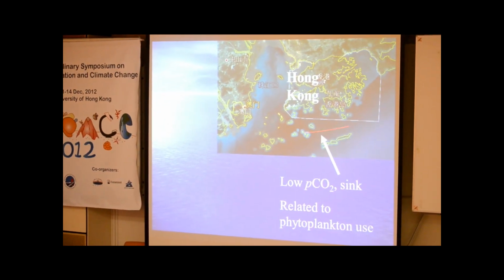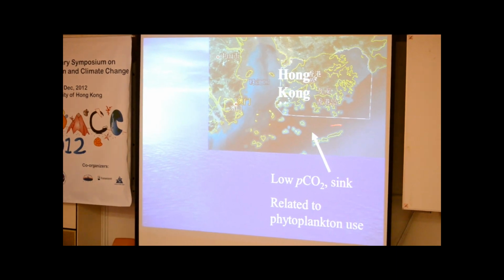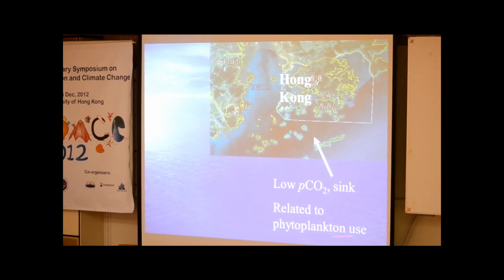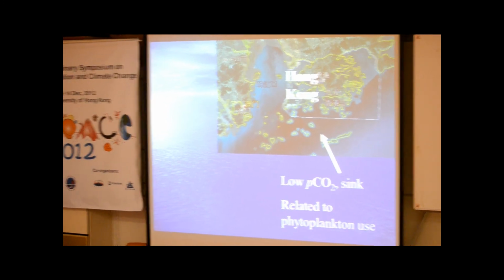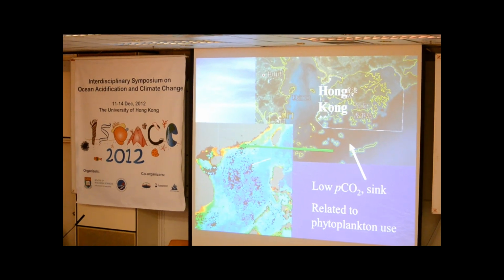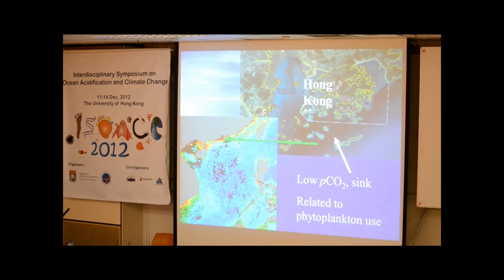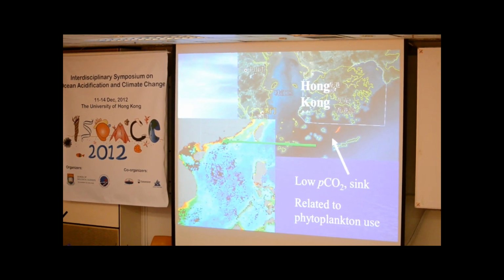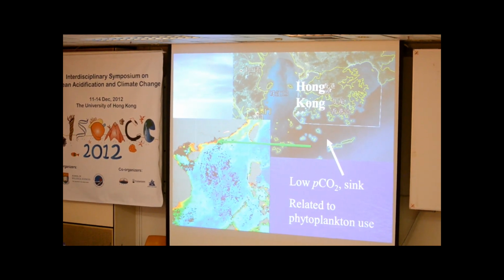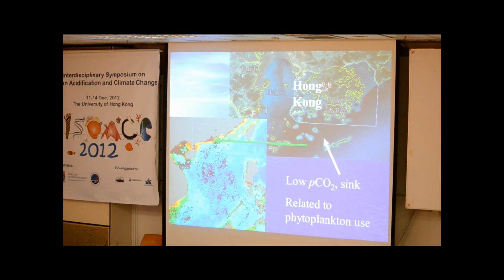Why low PCO2 in the southern coastal waters? This is related to phytoplankton use. Phytoplankton use CO2 by photosynthesis. The remote sensing graph shown here indicates that southern coastal waters phytoplankton biomass is very high, the red area.